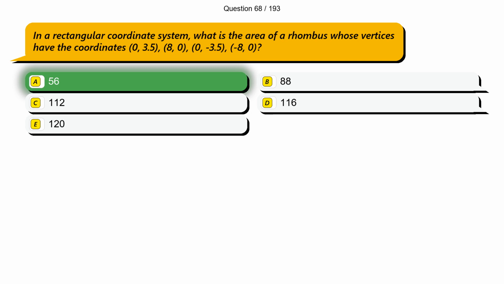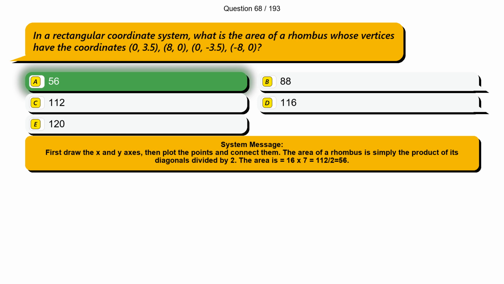The correct answer is option A, 56. First draw the x and y axes, then plot the points and connect them. The area of a rhombus is simply the product of its diagonals divided by 2. The area equals 16 x 7 equals 112, divided by 2 is equal to 56.